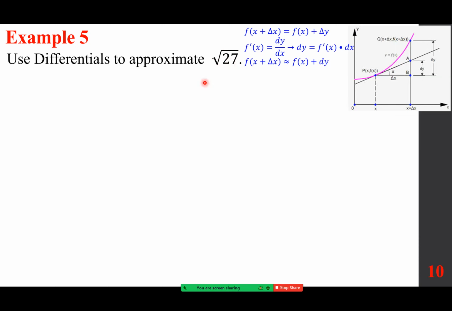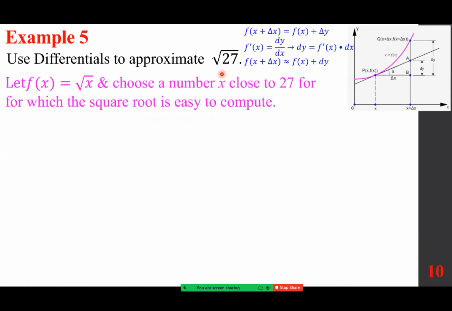And from 25 to 27, there is a difference of 2. So delta x or dx is 2. So first and foremost, your function is square root of x. And we want to choose a number x close to 27 for which the square root is easy to compute. And that would be 25 because we know square root of 25 is 5. And then from 25, we want to go to 27. So 27 minus 25 gives us the positive 2.